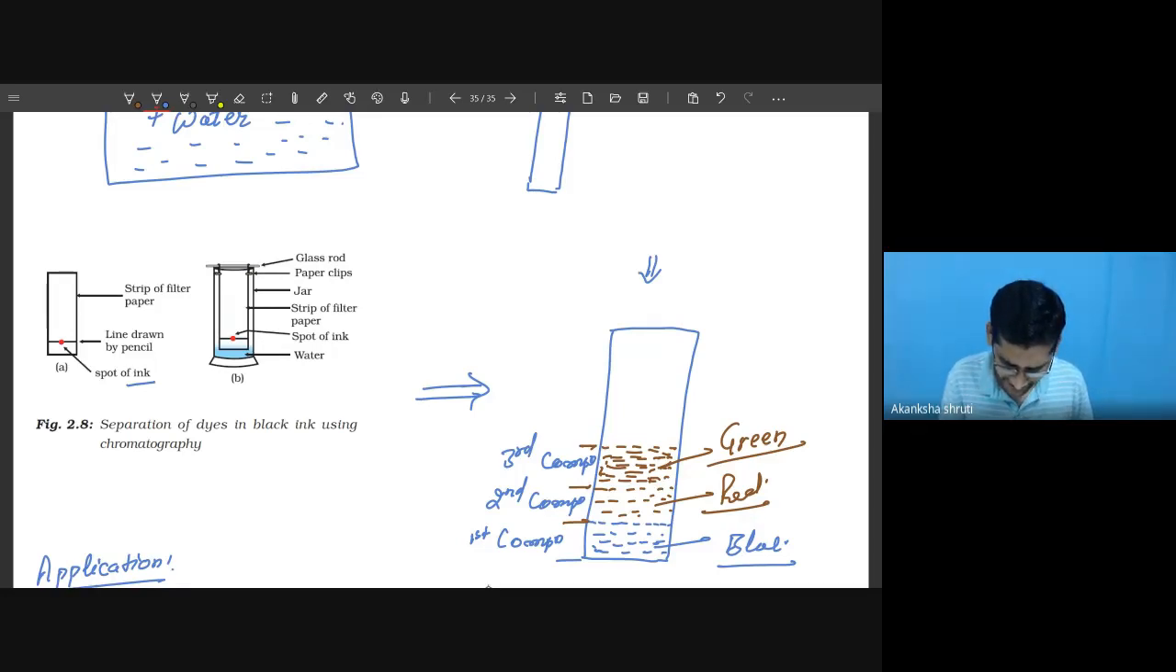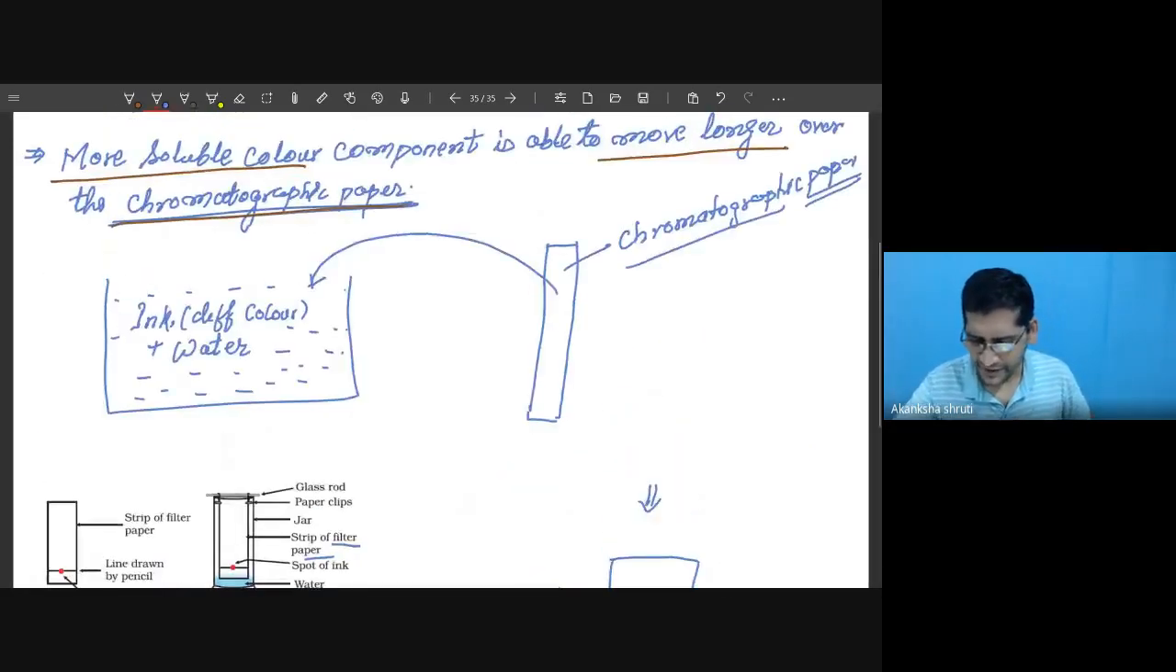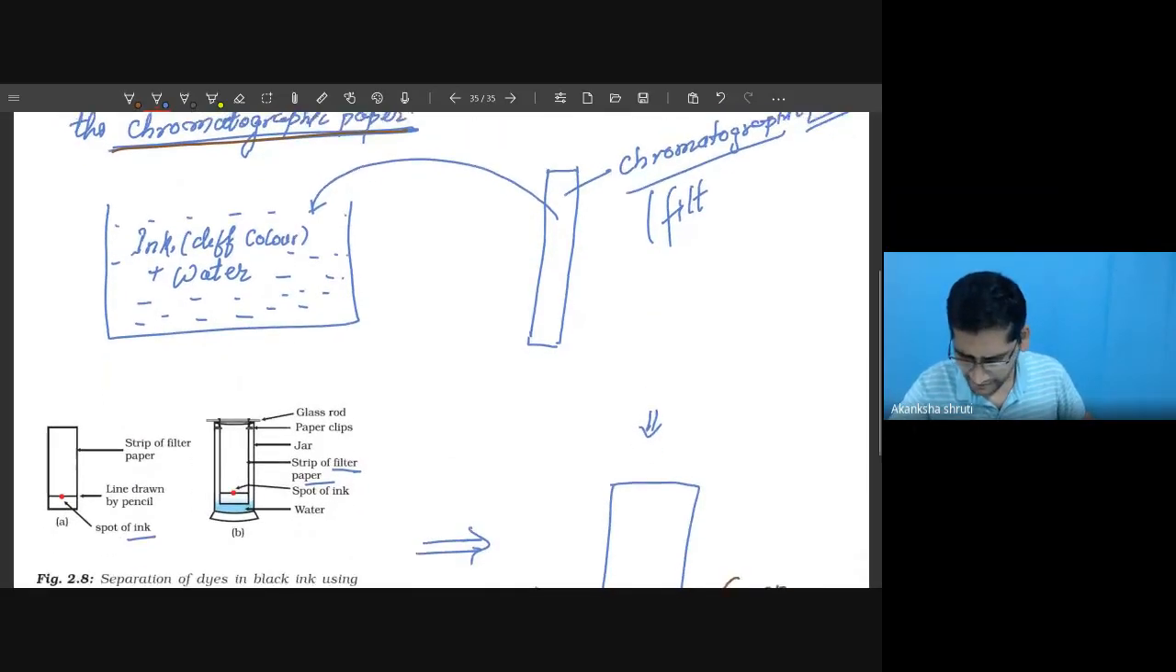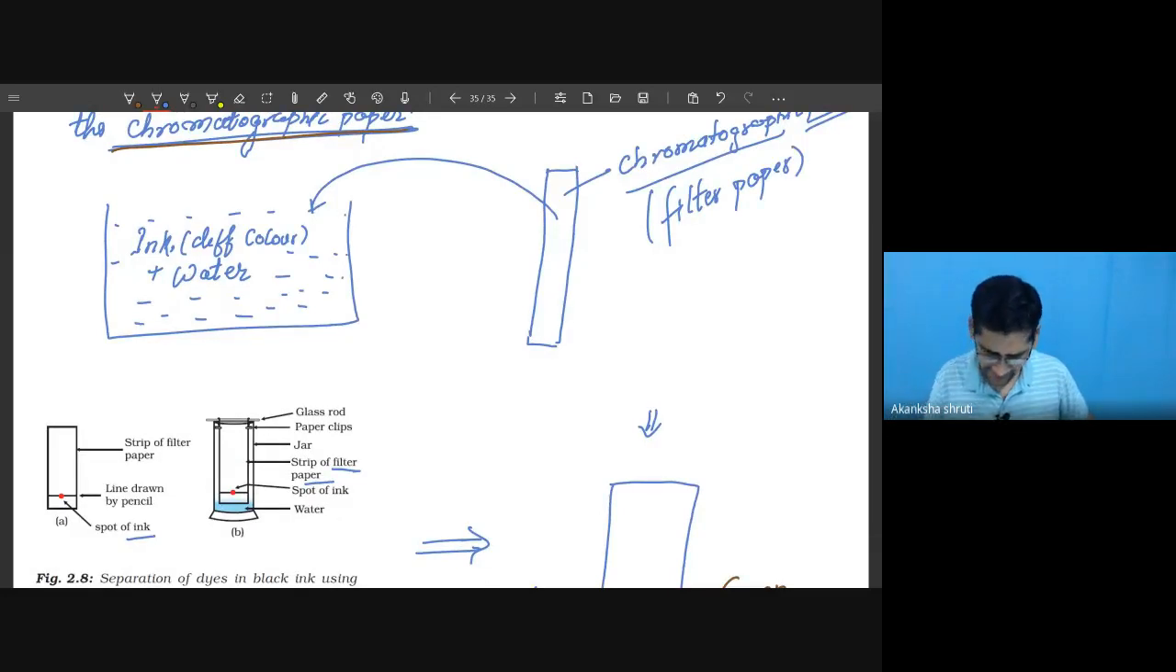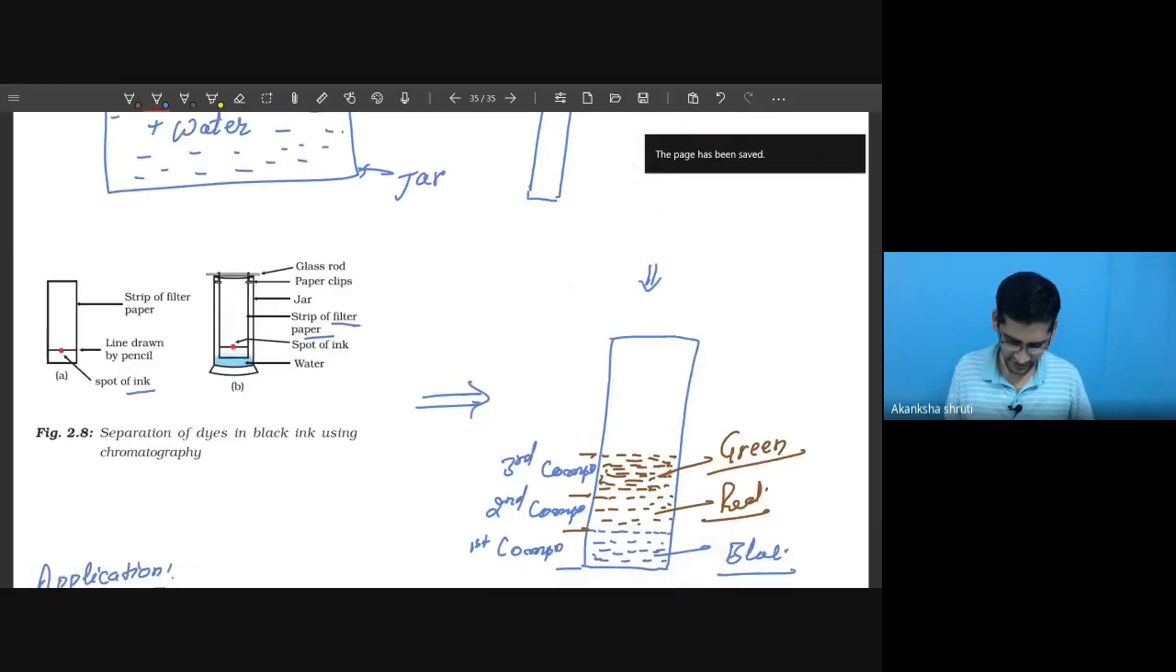Like the water will remain in this jar, then the ink will be there. This is nothing but the strip of filter paper. Chromatographic paper or filter paper mean the same thing. Okay, this is the jar. Whatever the utensil we have taken as the jar, and just a lid to cover it, nothing else. Even if it is left uncovered, it does not make any difference.